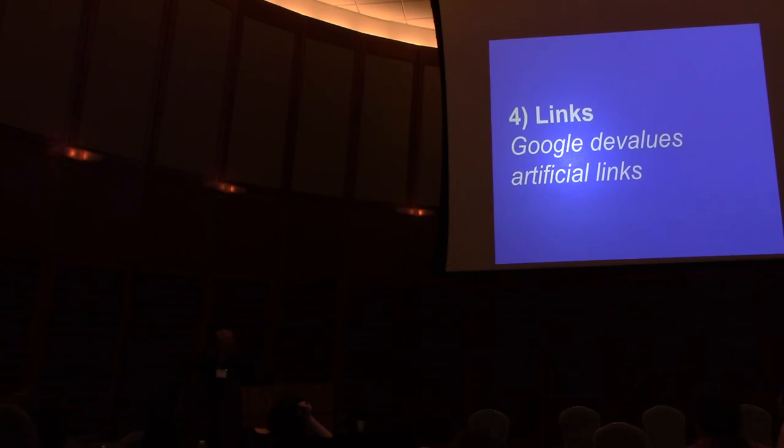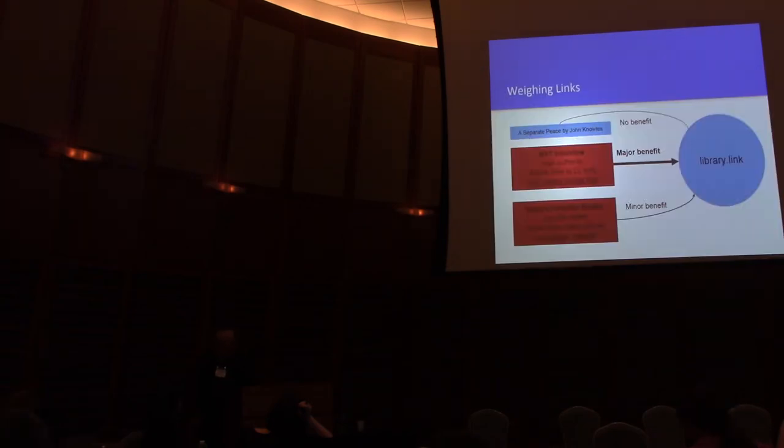And then there are links. Google devalues artificially created links, and it weights links according to its own criteria: authority, diversity, recency, and text matches. So some links going to your site count more than others. Something from the New York Times has big weight, something from Susie's favorite books, less weight, and a link back to itself doesn't count at all.